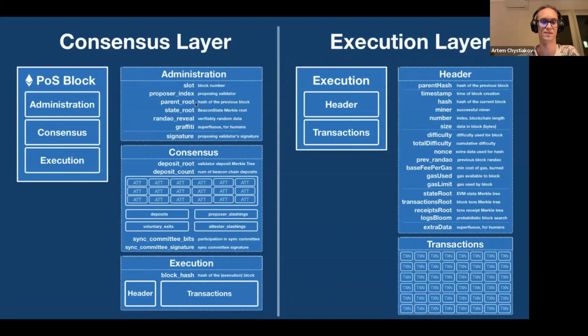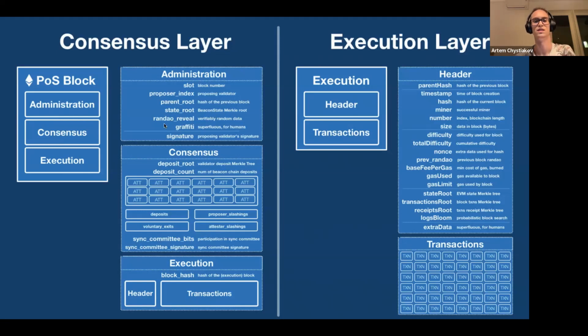in this huge block. And this parent root is actually the same hash as the hash used in the execution layer. So they're just duplicated. The state root, it is the state of the beacon chain, the roots of the Merkle tree that holds this whole state.